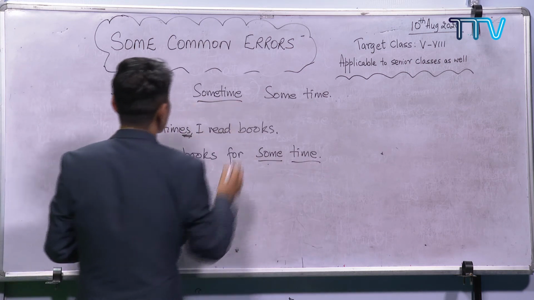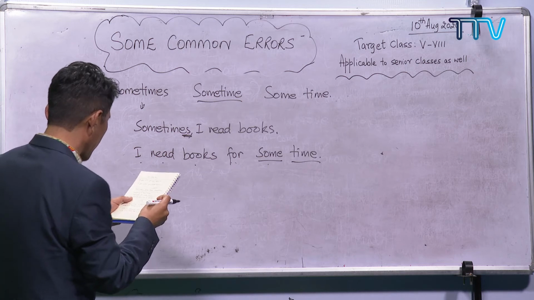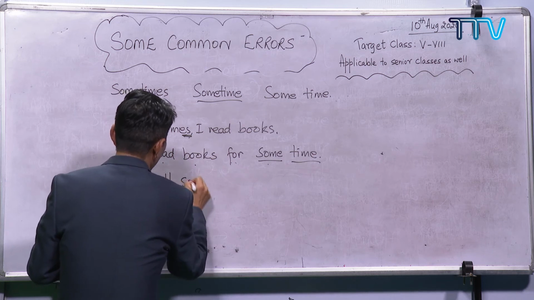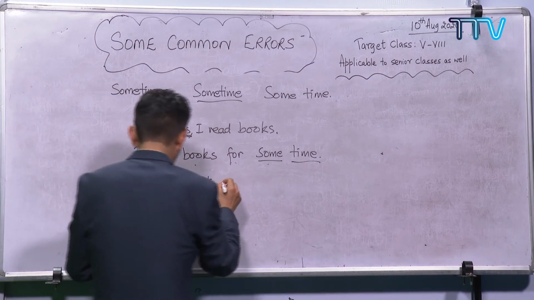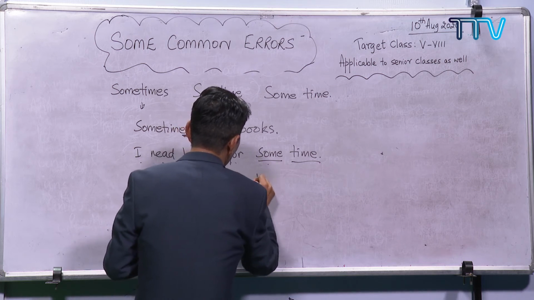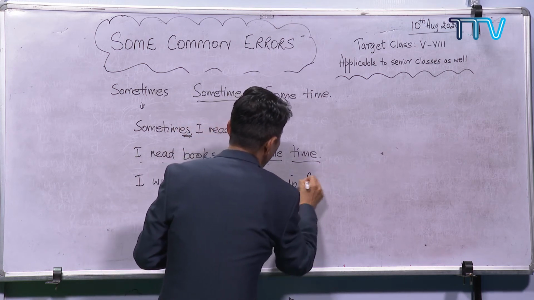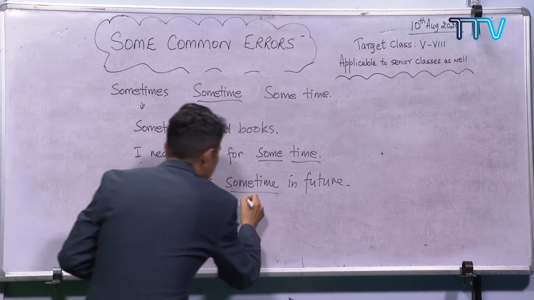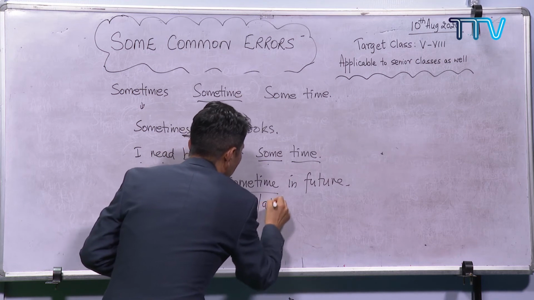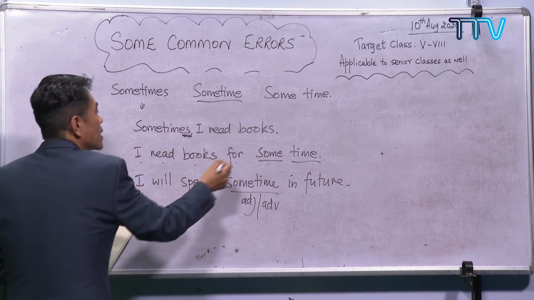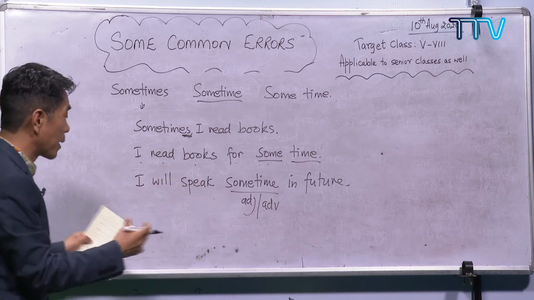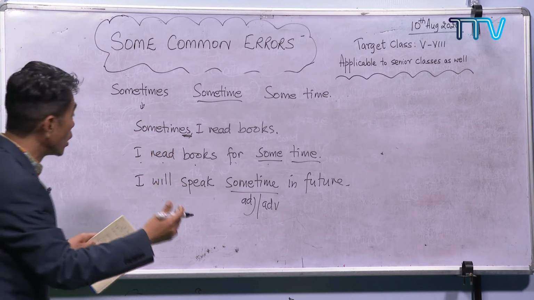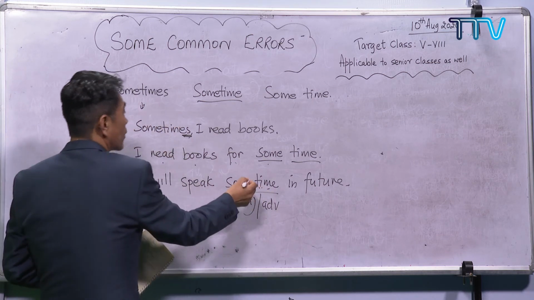So this "sometimes" is just like an adjective. I will speak sometime in the future. This will also work as an adjective, and this can also work as an adverb. Now, I will speak sometime in the future. It shows some time. Not now, but in the future. So these two words are connected. In the phrase, these two words are different.